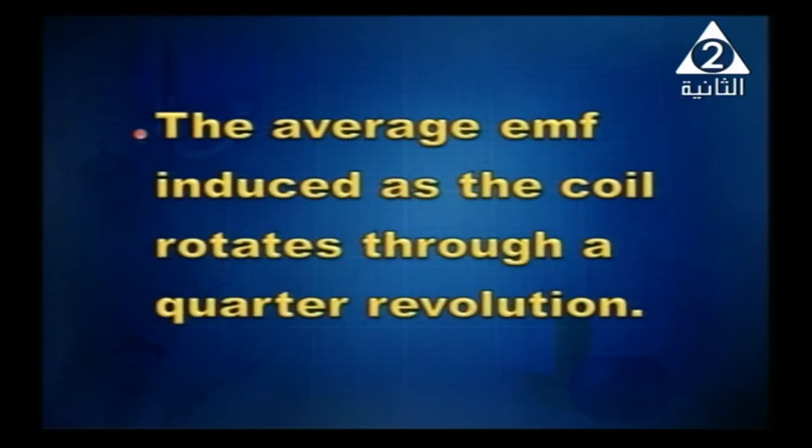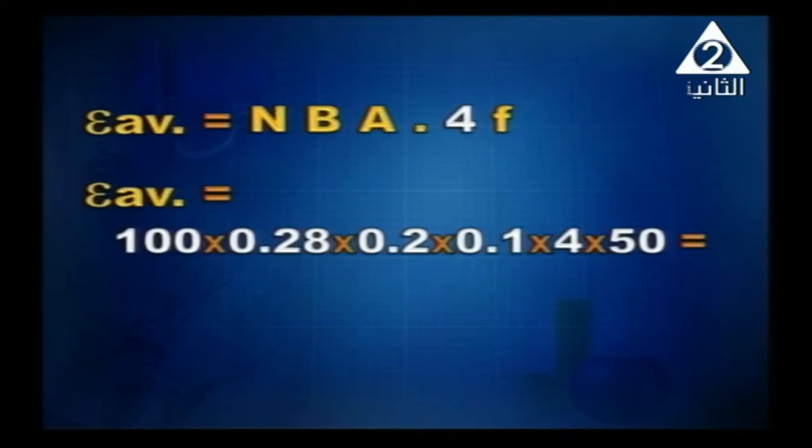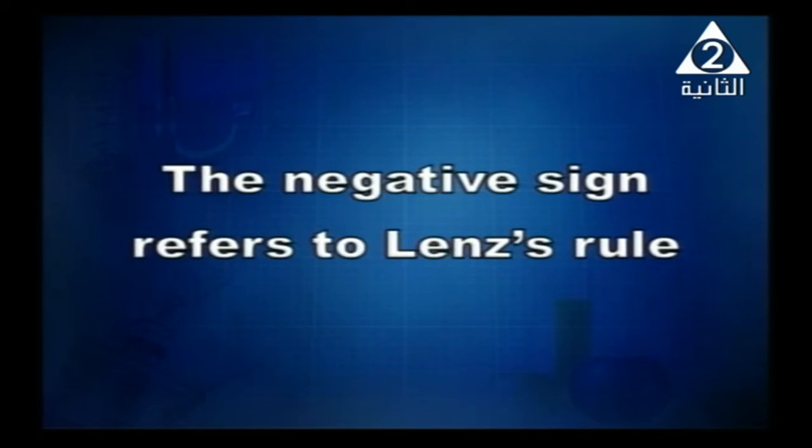Another item, we want you to calculate the average EMF induced as the coil rotates through a quarter of a cycle, quarter revolution. EMF average equals NAB times 4F. F is the frequency. So average EMF equals 100 times 0.28 times 0.2, 0.1. These are the dimensions of the coil. Times 4, and frequency is given 50. 3000 over 60, it is 50. It will be 112 volt. And of course, you remember the negative sign refers to Lenz's rule.